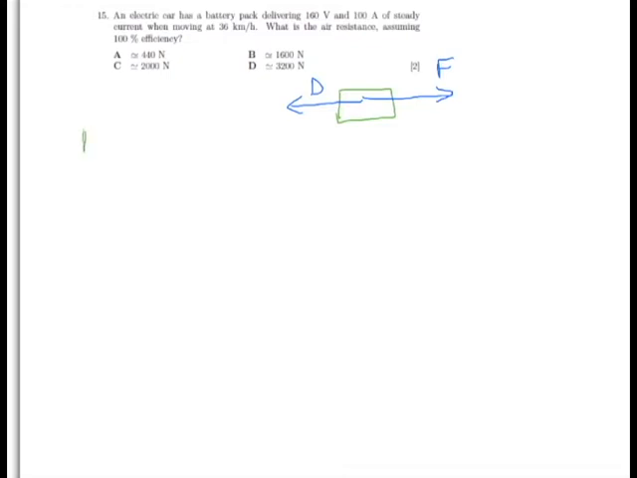So that power equals voltage times current, which equals here 160 times 100. So our power equals 16,000 watts. Okay, so we've now got a power of 16,000 watts.